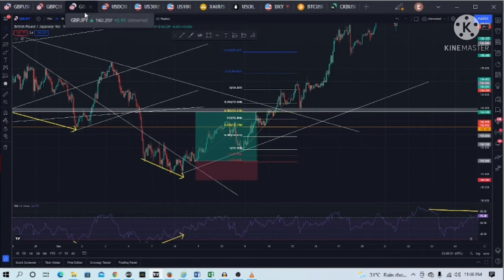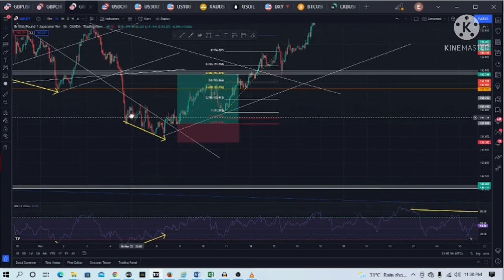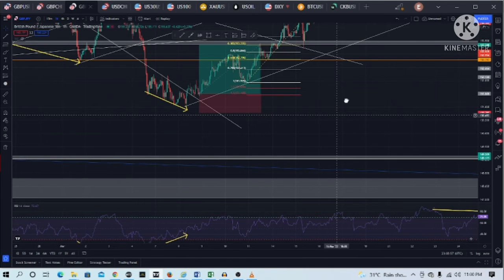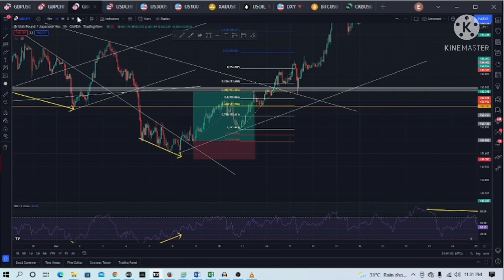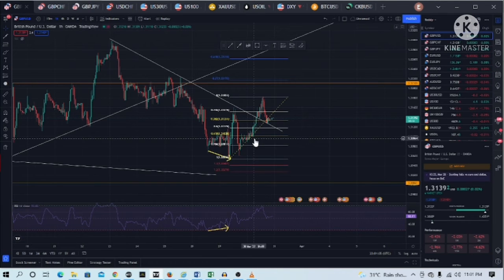You can see in my GBP/JPY, that is exactly what I did. I have all these yellow lines all over the place. When you see these yellow lines, yellow arrows, I use them for divergence. So let's go back to the GBPUSD, and you can see we have nice divergence here, which is also an indication that price is about to go bullish.